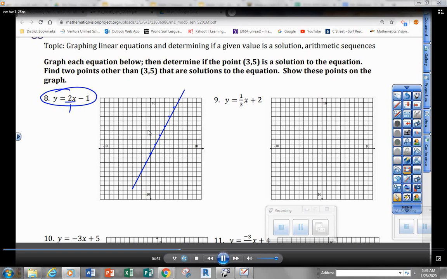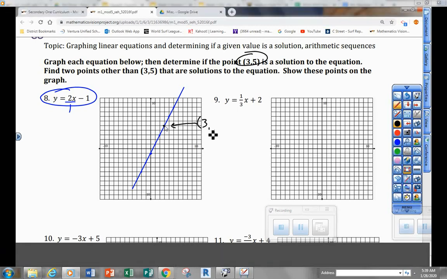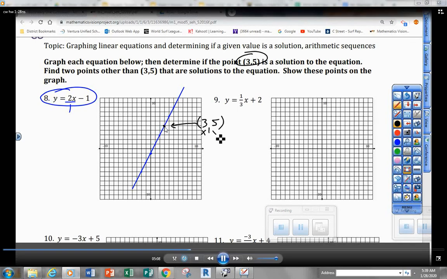Slope of 2 over 1, y-intercept of negative 1. I could clearly see the point (3, 5): 1, 2, 3, then 1, 2, 3, 4, 5. That point is a solution to that equation. That point is on that line. If that point's on the line, it's a solution to this equation. Plug in 5 here, plug in 3 here, we'll make that work. 5 equals 6 minus 1, that's true. Any point on this line is a solution to that equation. (3, 5) is a solution because it's on that line.